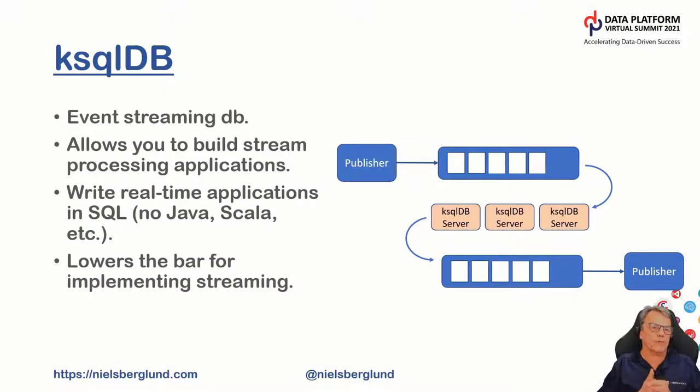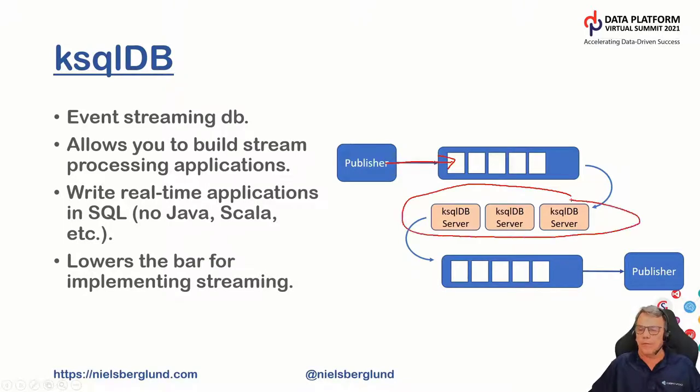The final thing about Kafka here is ksqlDB. And ksqlDB is what we call an event streaming database. It allows us to build stream processing applications where the publisher pushes data into a topic. We have ksqlDB servers that read data off topics and apply some stream processing, and ksqlDB has a SQL-like syntax. So you're saying select star from something where something equals something, etc., and it processes it in here and pushes it to another topic where we then can have, oops, there is something wrong here. That should obviously say a consumer. Cool. And ksqlDB really lowers the bar for implementing streaming.